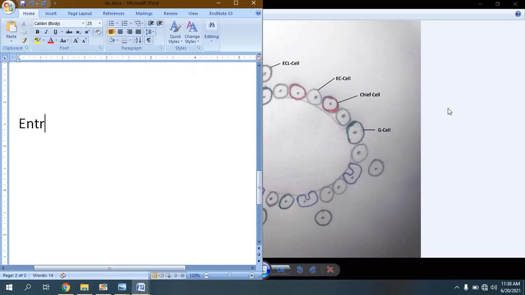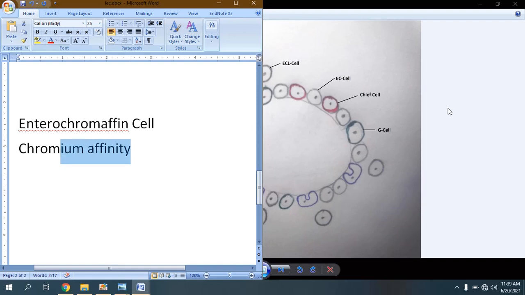The enterochromaffin cells are called enterochromaffin cells. Entero is for the intestine or for the gastrointestinal tract, and chromaffin is for chromium and affinity. So these cells have an affinity for the chromium element. The chromium element combines with these cells and makes them stain. So the chromium is used for the staining of these cells. That's why these are called enterochromaffin cells.